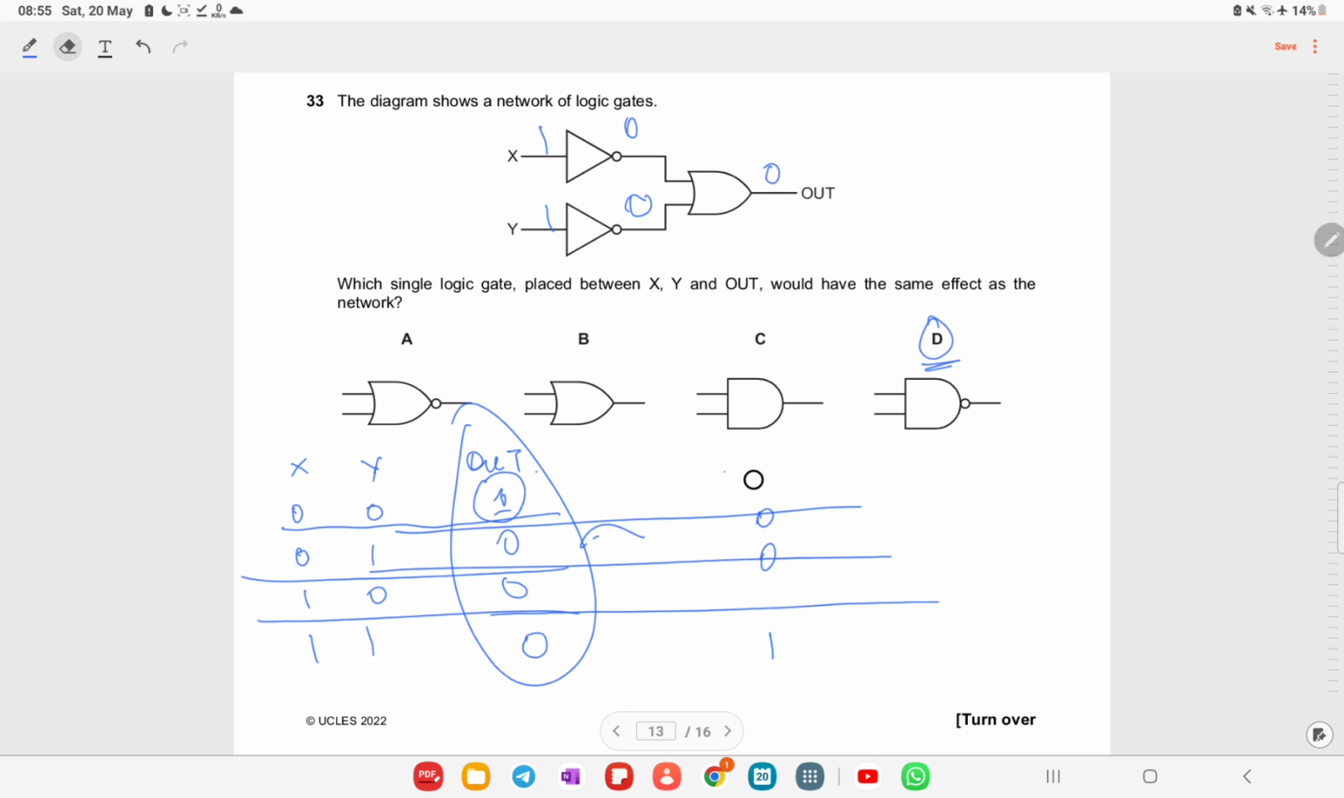Just let me place the values properly. So this is going to be 0 0 0 1. This is the output for the AND gate, and opposite to this is going to be the NAND gate. So this is the symbol for the NAND gate.